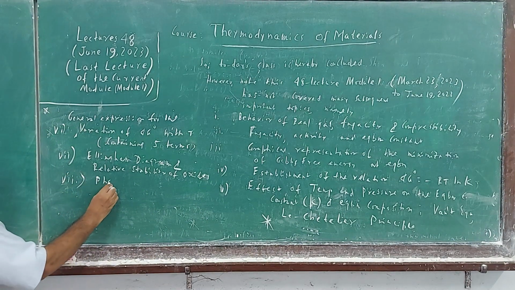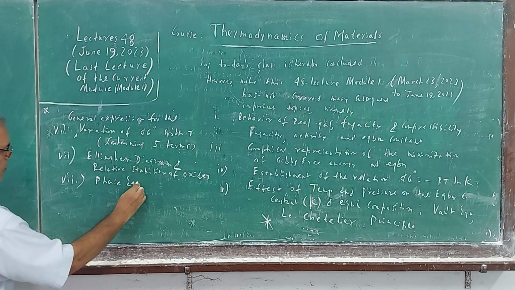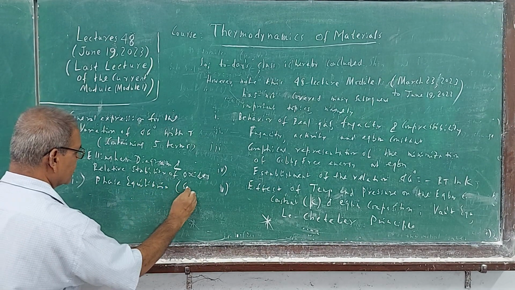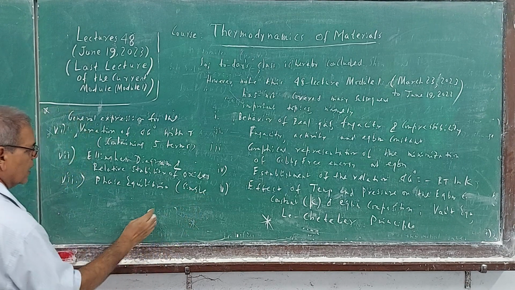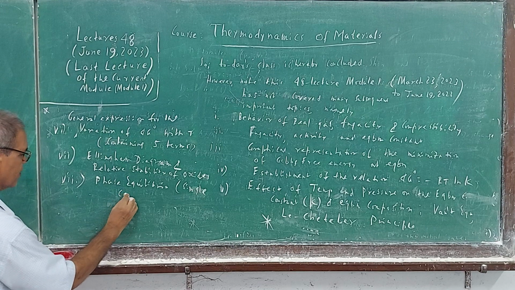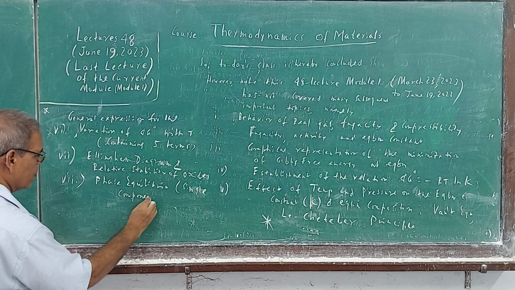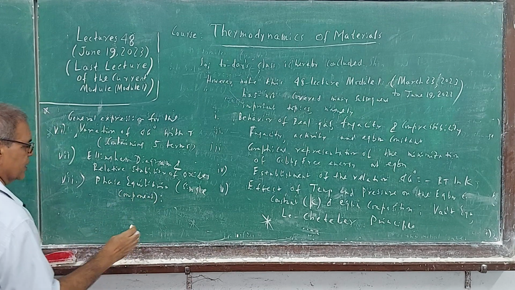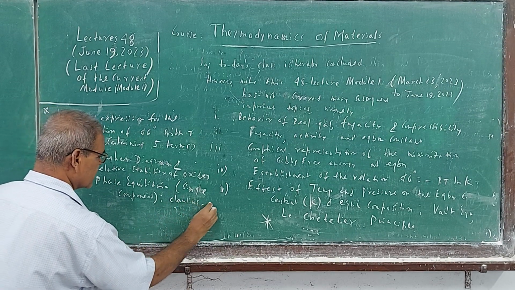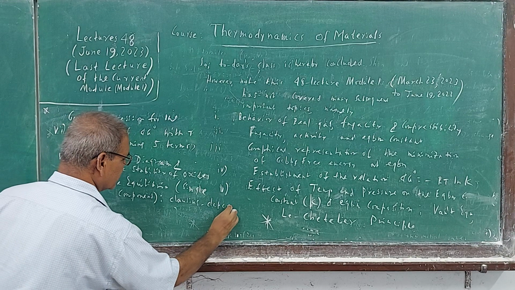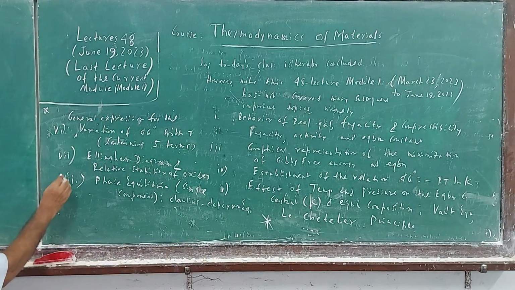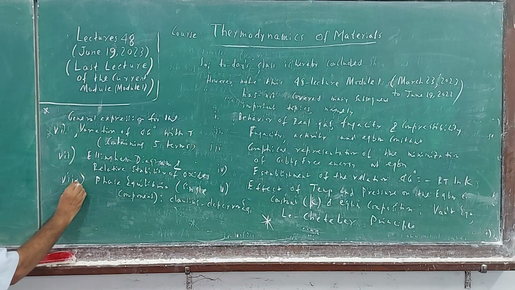Phase equilibria, single component. This equation is called the Clausius-Clapeyron equation. Then 5, 6, 7, 8, 9.